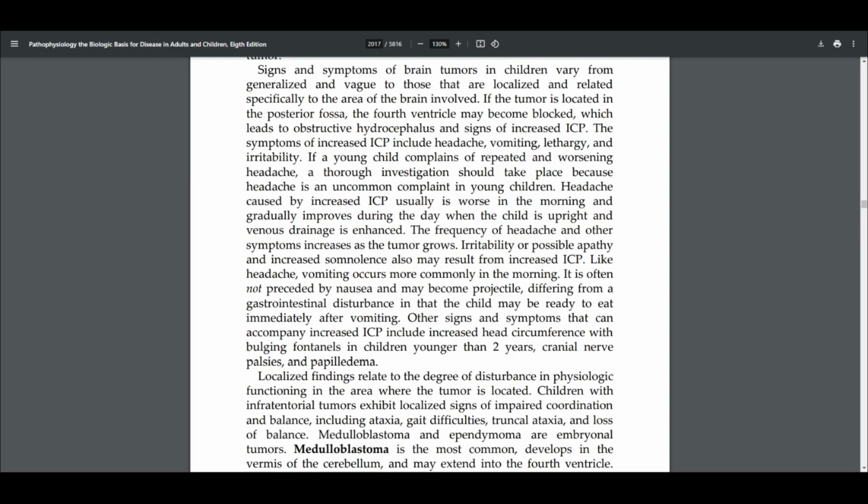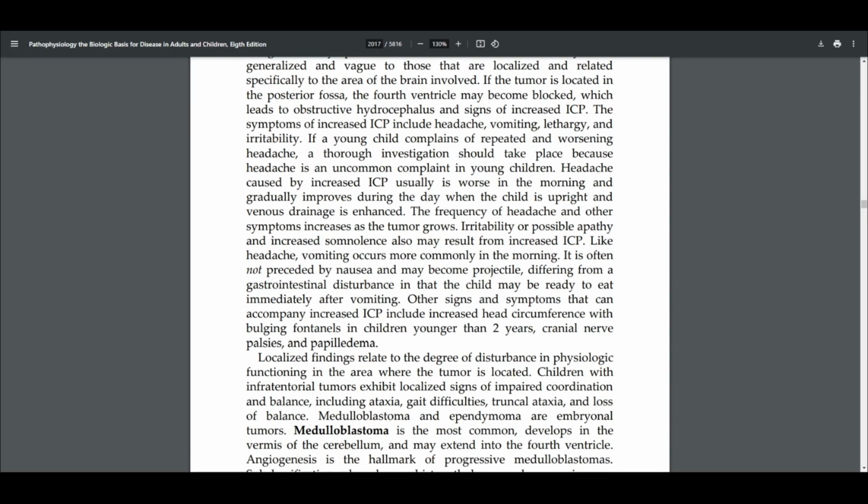If a young child complains of repeated and worsening headache, a thorough investigation should take place because headache is an uncommon complaint in young children. Headache caused by increased ICP usually is worse in the morning and gradually improves during the day when the child is upright and venous drainage is enhanced. The frequency of headache and other symptoms increases as the tumor grows. Irritability or possible apathy and increased somnolence also may result from increased ICP.